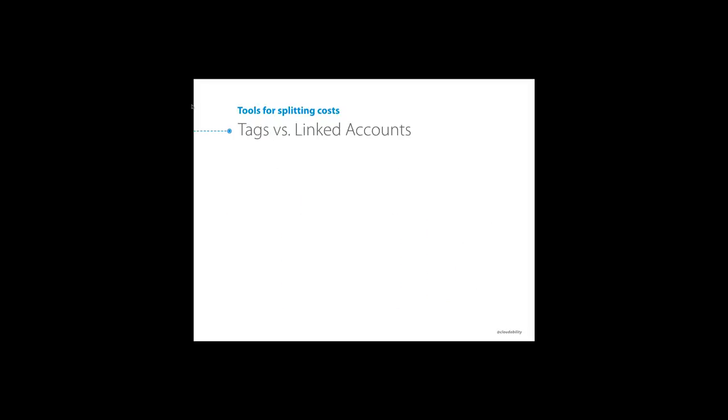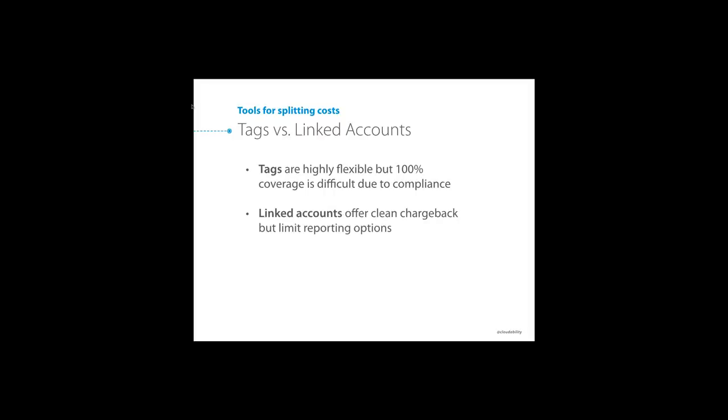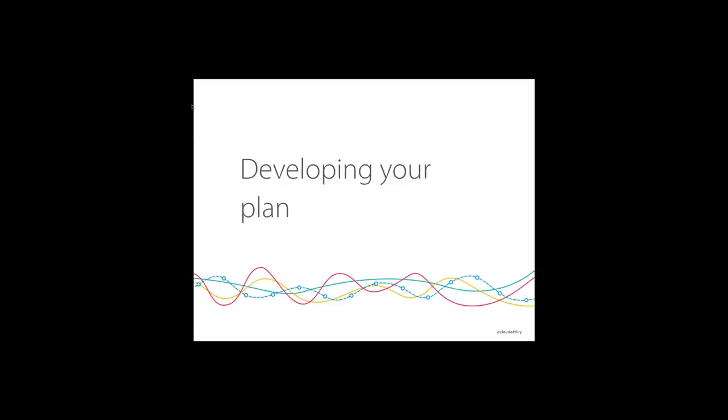So when should you use tags versus linked accounts? Well, tags do offer the most flexibility, but it's actually really difficult to get 100% coverage with tags because you need everybody to tag when they launch their resources, and not everything can be tagged. On the flip side, linked accounts don't require any work because everything that's in an account is charged to that account, but they do limit the reporting options a bit because you can really only report along that one dimension that you've split the accounts by. So we recommend, if at all possible, using a hybrid strategy where you are using linked accounts very liberally for the most important divisions of spending and then tagging everything else below that.